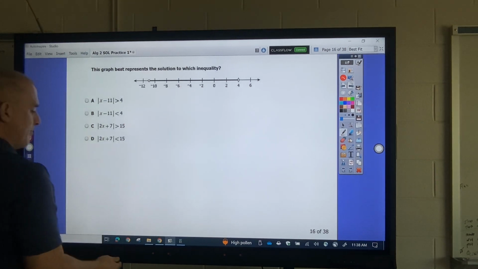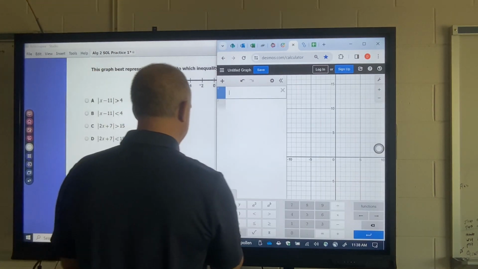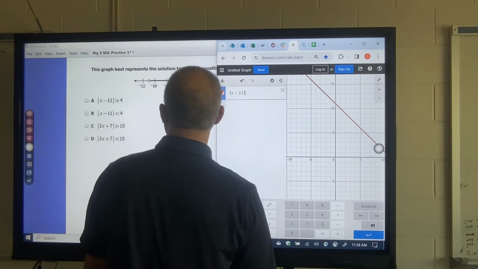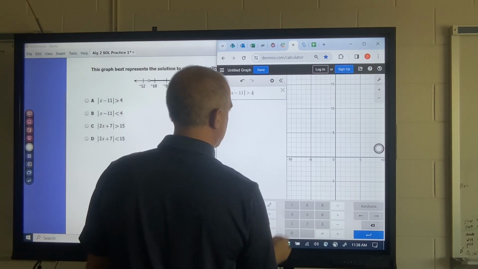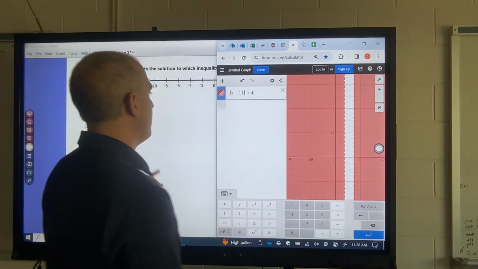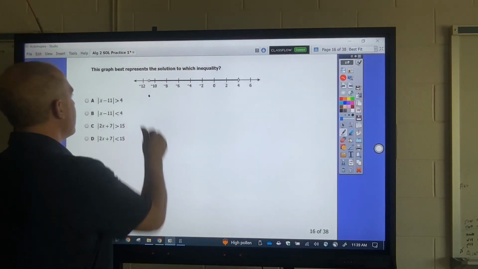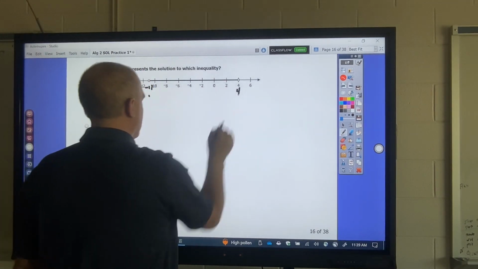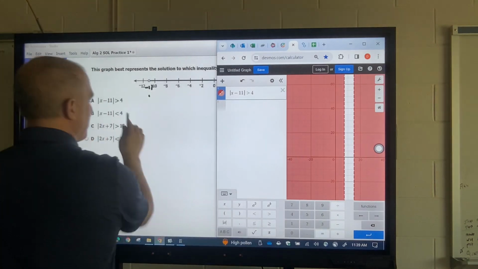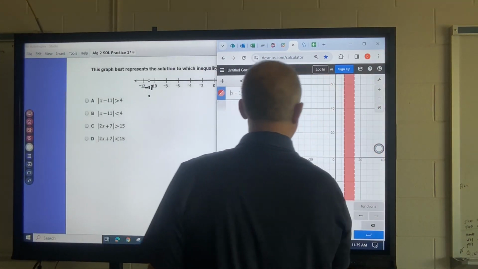Now, it's a number line graph, so here's what I would do. I would go ahead and put these in. Absolute value of x minus 11, close it, greater than 4. So what you're looking for is shading between, that's -11, and that's 4. If you look at this, the shading's on the outside, so that can't be it. So let's tweak this a little bit. This next one, they want it to go this way.